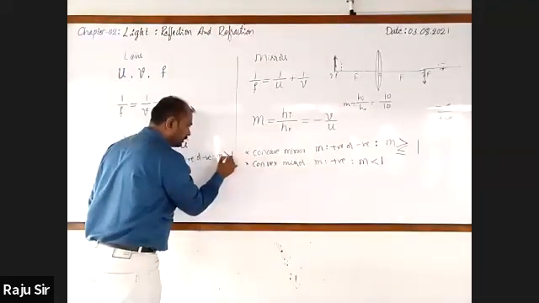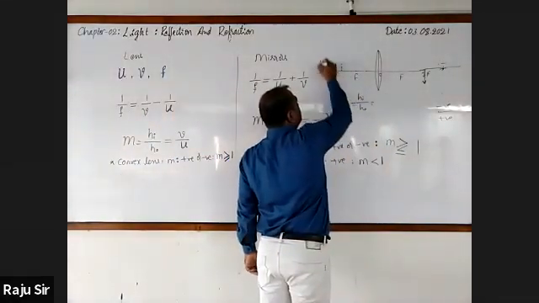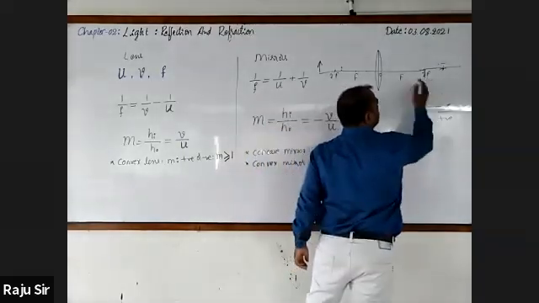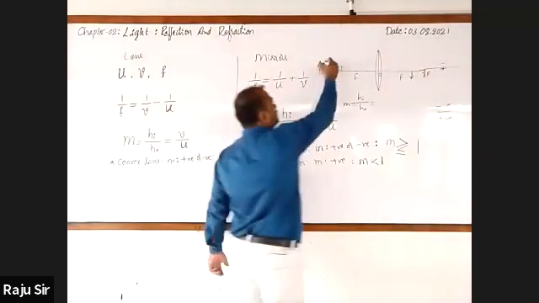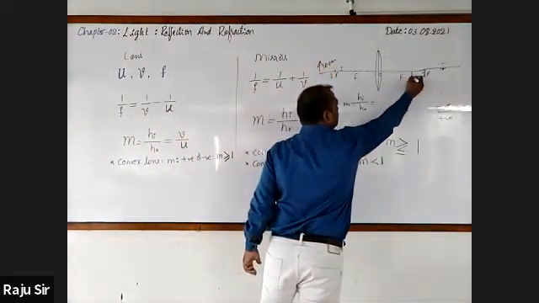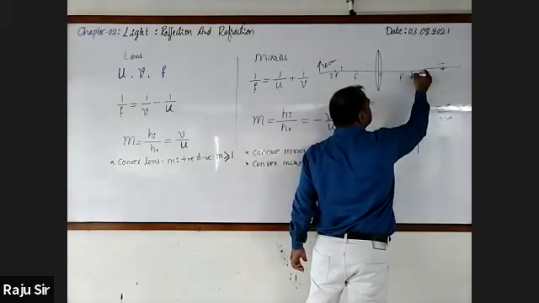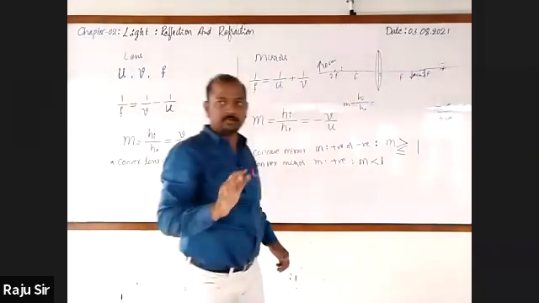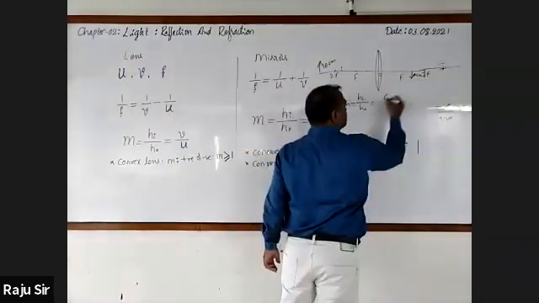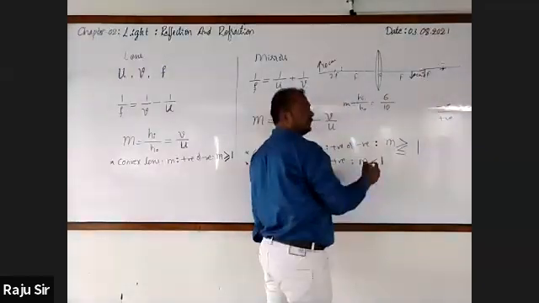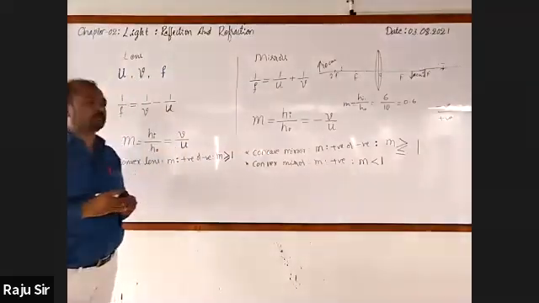Equal to 1. Next, I am going to place the object beyond 2F. Where is the image formed? Between F and 2F. Assume the object is 10 centimeter and the image is less than 10, around 6 centimeter, because we get a diminished image here. Height of the image is 6 centimeter, height of the object is 10 centimeter. We get 0.6. Less than 1, greater than 1, or equal to 1? Less than 1.